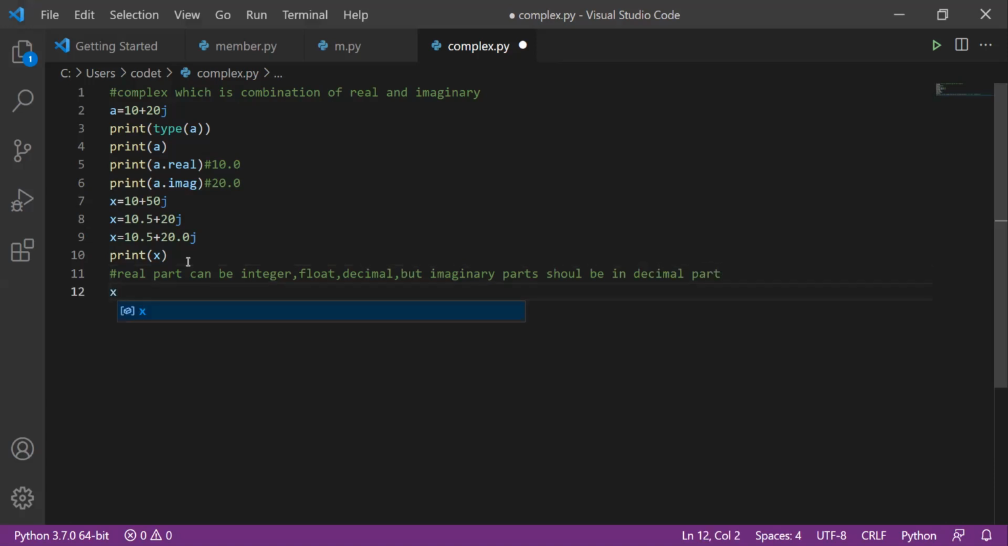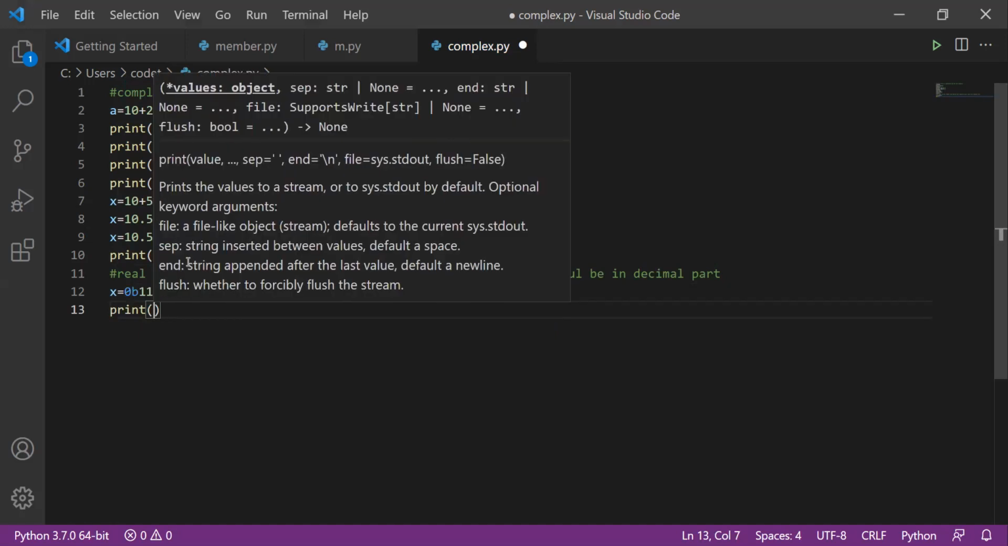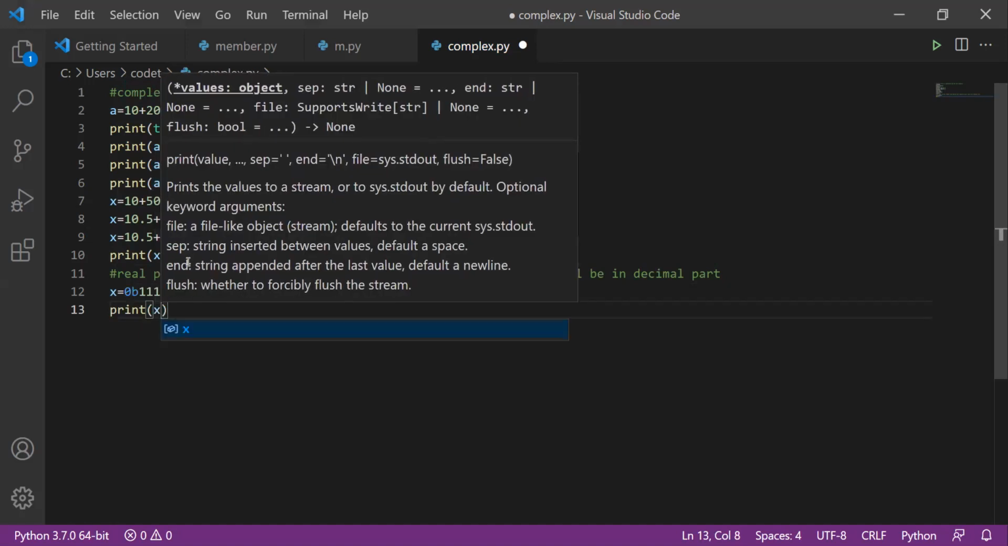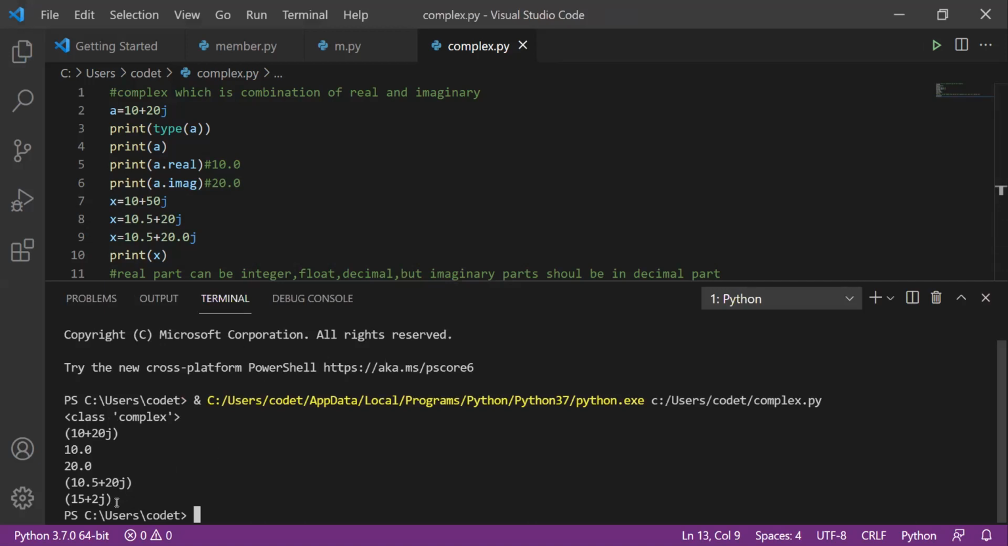Now I'll show you an example. Suppose you declare x equals 0b111 something plus 2j. Now if you write print of x, you won't get an error because I declared it in the real part. It can be in the real part, but it cannot be in the imaginary part. See, 15 plus 2j, we got the output.